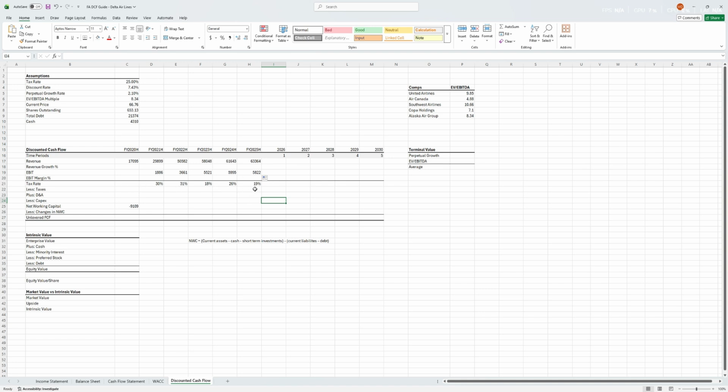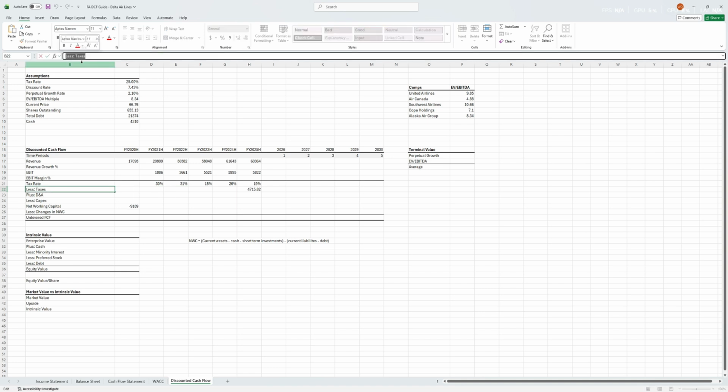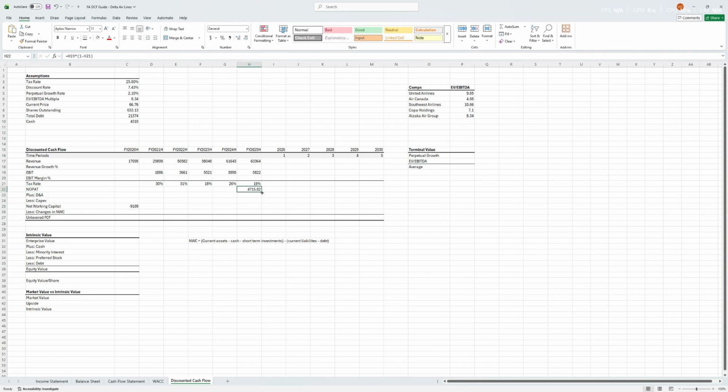So we can just do that right here. So if we do equals, and then we do our EBIT times 1 minus tax rate. Boom. That is actually our NOPAT. Let me change that right here, which is just after taxes. So we'll do NOPAT.